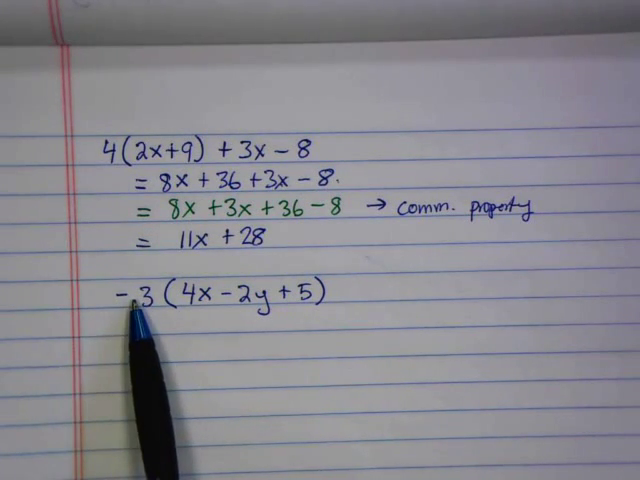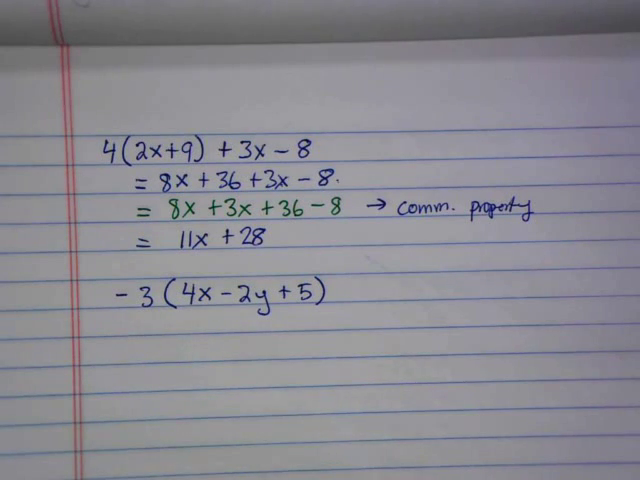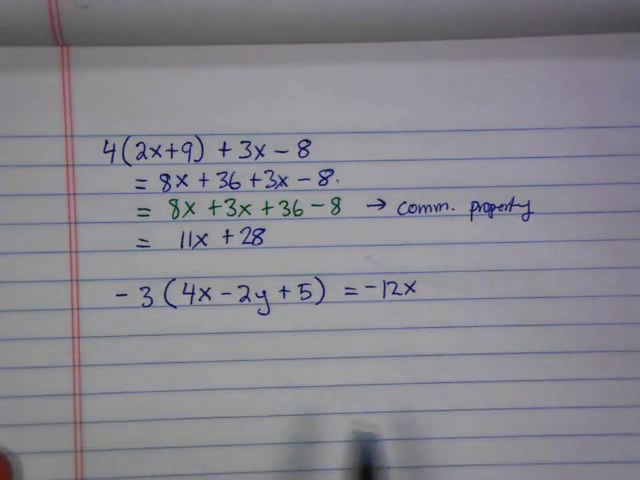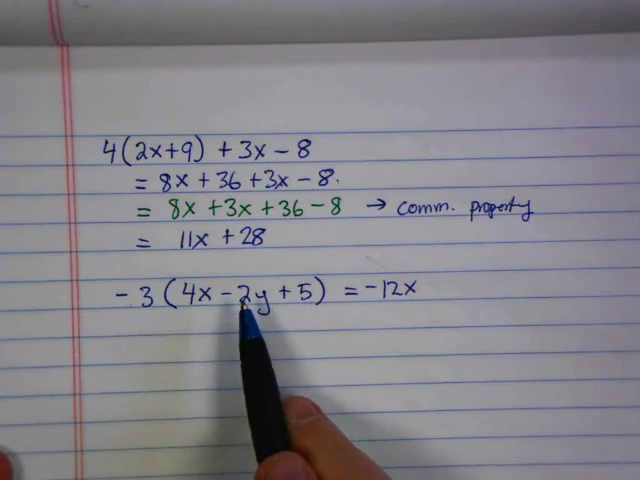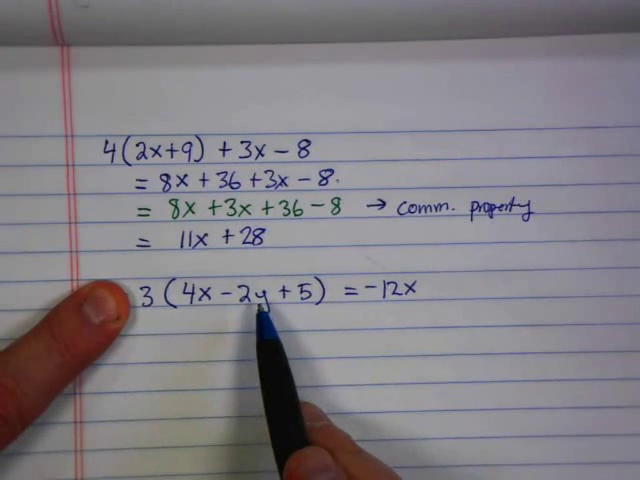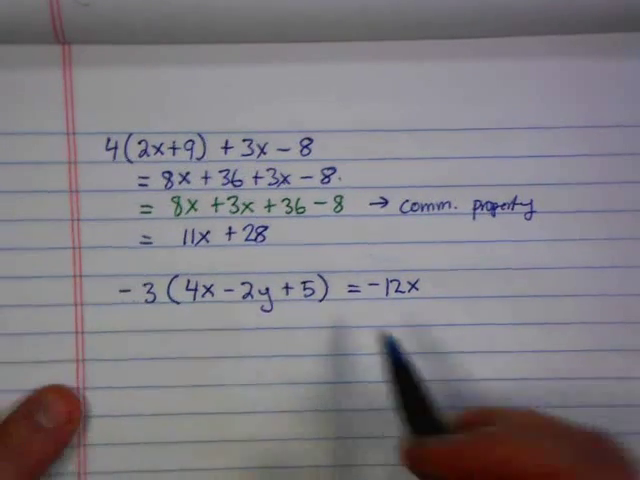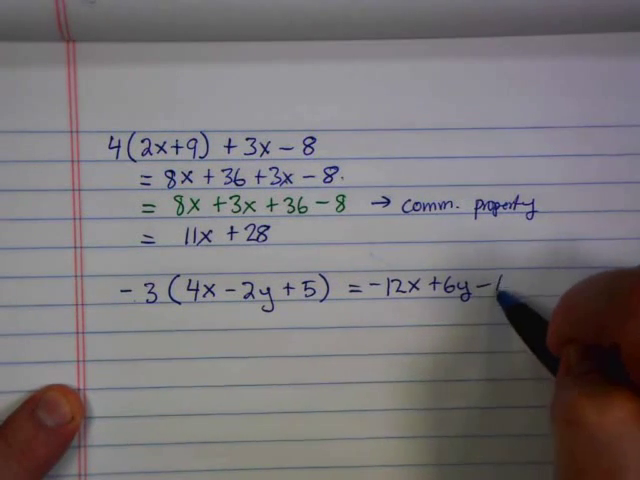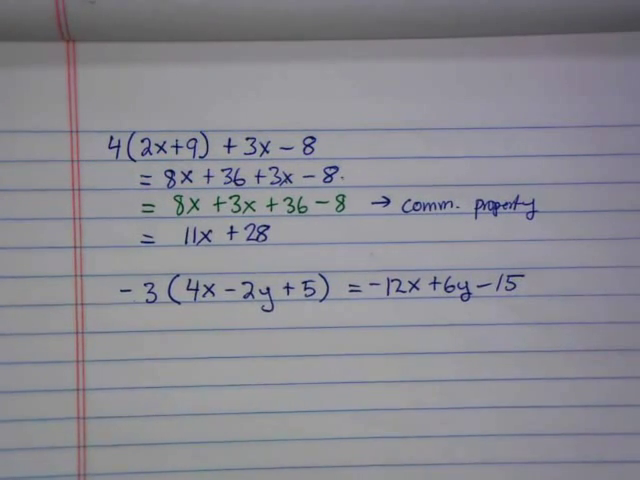So what's -3 times 4x? -12x. And here's where people start to forget. What's -3 times -2y? Plus 6y. A lot of people will forget the minus and they'll write minus 6y right there. Plus 6y minus 15. Very good. So be very careful of your minus signs on problems like that. It's very easy to forget and distribute that minus sign through.